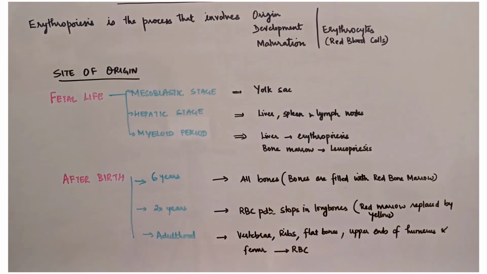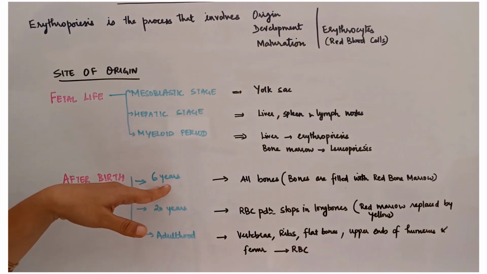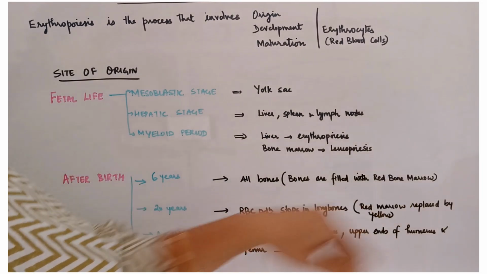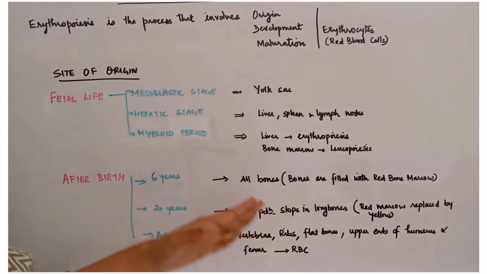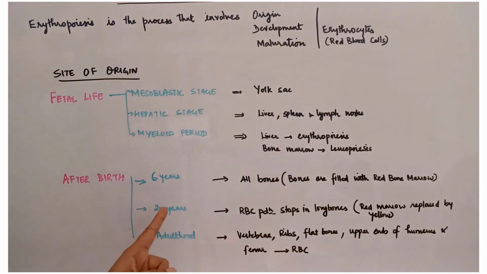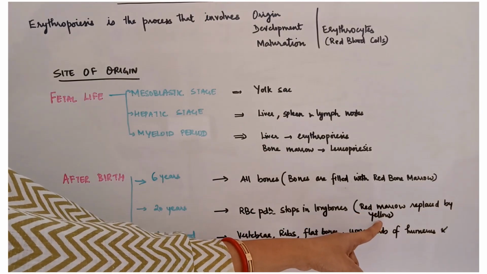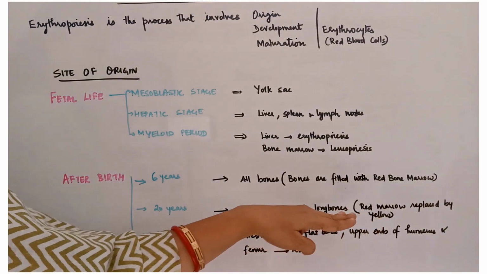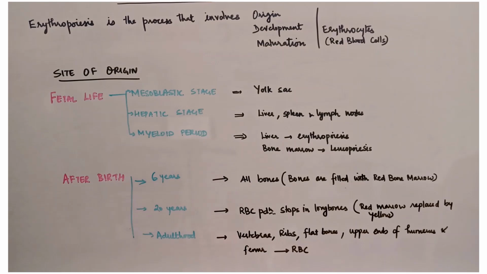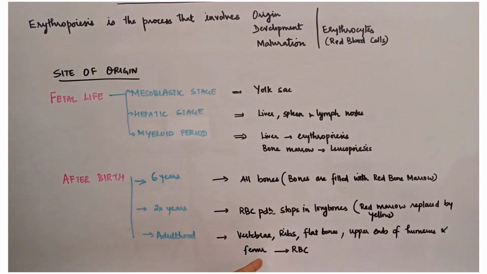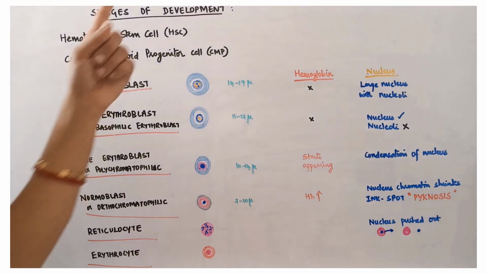So after birth, up to 6 years, all bones are filled with red bone marrow. Hence, RBC production happens in all the bones. By 20 years, almost all the long bones are replaced by yellow bone marrow. So RBC production in these locations will stop. By adulthood, only the vertebrae, the ribs, the flat bones, and the upper ends of femur and humerus produce red blood cells. Let's see the stages of development.